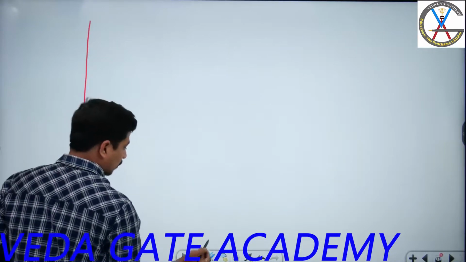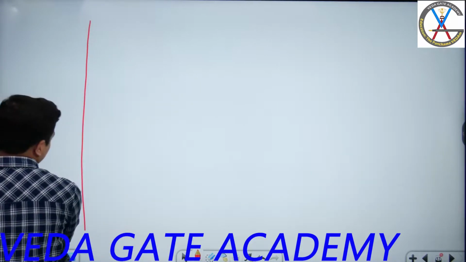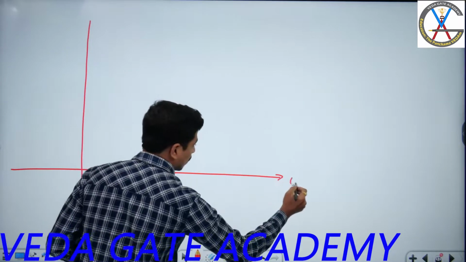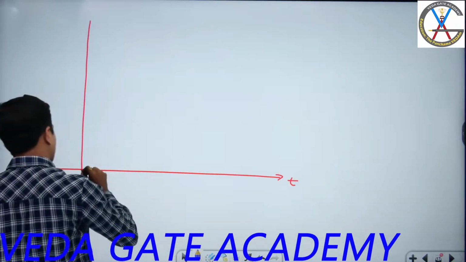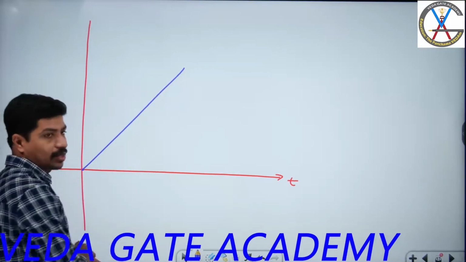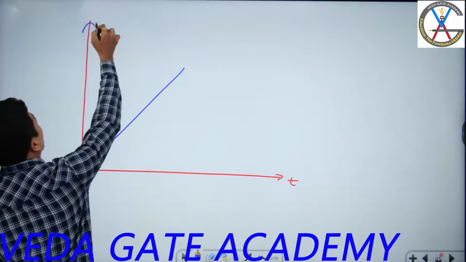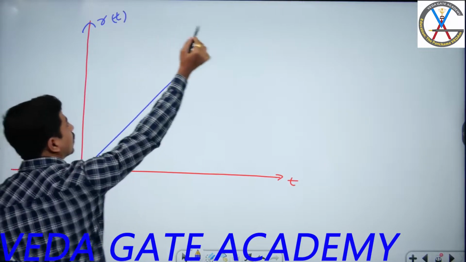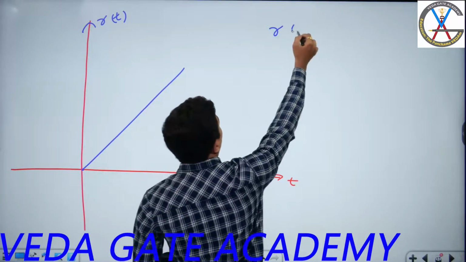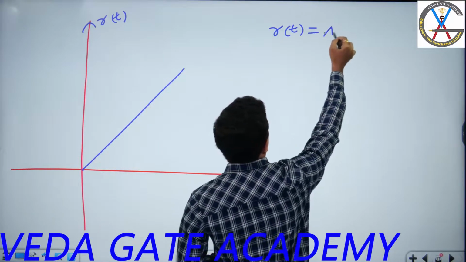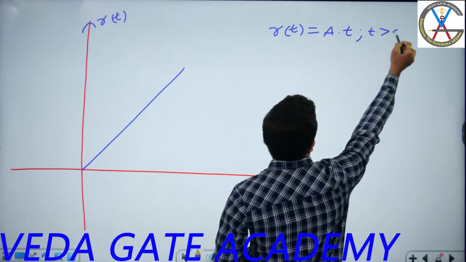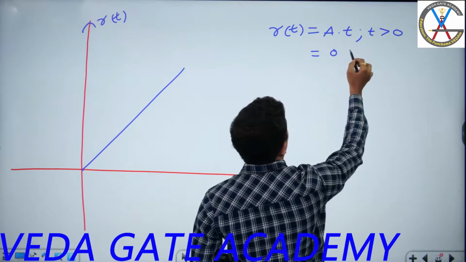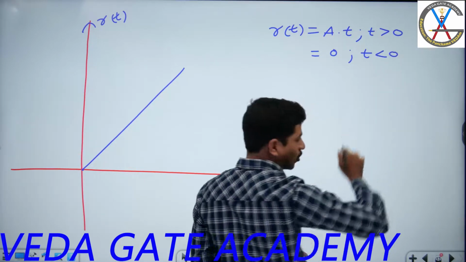Observe carefully, please. This is the t-axis. This is the ramp signal, r of t. What is r of t? r of t is equal to a into t for t greater than 0, equal to 0 for t less than 0. I want the slope.